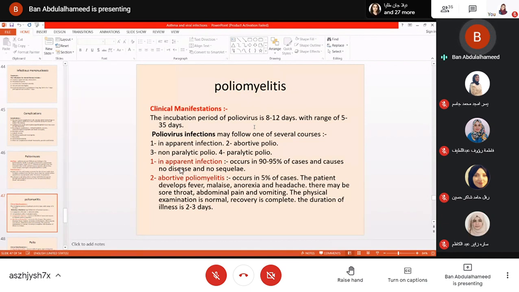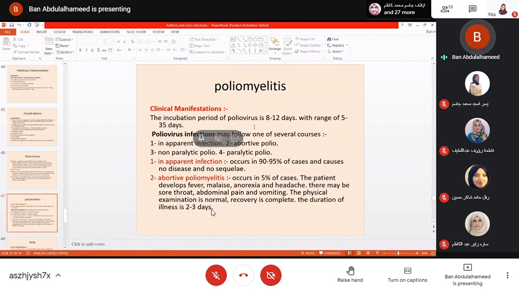In this type of presentation of polio, the patient develops fever, malaise, anorexia, and headache. There may be sore throat, abdominal pain, and vomiting. On physical examination, the patient is normal. Recovery is complete from this manifestation of fever, headache, and vomiting, with a duration of abortive poliomyelitis of approximately 2 to 3 days.